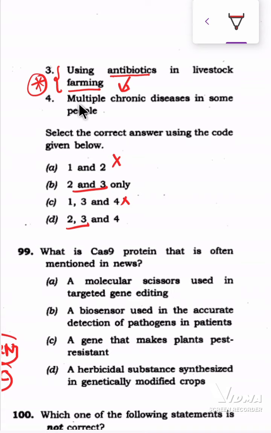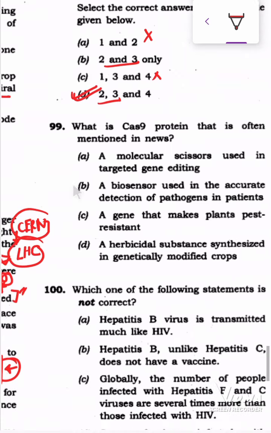Now we need to read option 4. Multiple chronic diseases in some people. This is also right. Multiple chronic diseases in some people can also be one of the prime reasons why multi-drug resistance is there. So option D is the right answer.